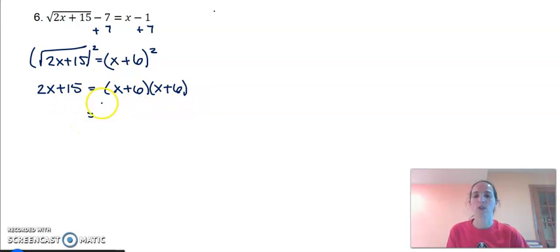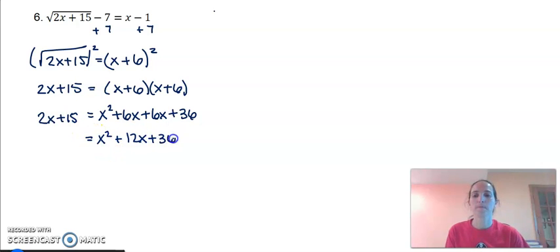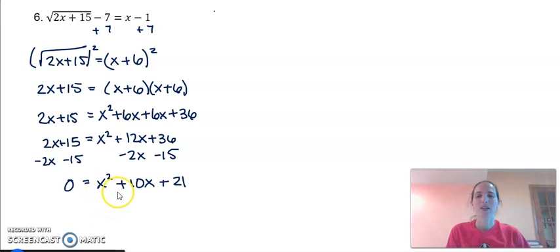It's very similar to question 5. Now I'm going to distribute. I get an x squared, a plus 6x, another plus 6x plus 36. This side hasn't changed. I'm going to combine like terms. And then I'm going to set it equal to 0 by subtracting 2x and 15 from both sides. So I get x squared plus 10x plus 21, and now I'm going to need to solve my quadratic.